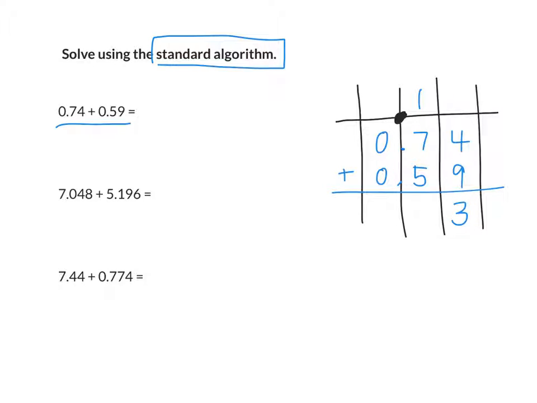Then I had 1, which I regrouped, not carried over or borrowed, anything like that. I have 1, and then I have 7 more, and then I have 5 more. How many tenths do I have altogether? 13. So again, I would keep 3 of them there, but then 10 of them would be regrouped to become 1 one. How many ones do I have altogether? 1. So, using the standard algorithm, I can see that 74 hundredths plus 59 hundredths is 1 and 33 hundredths.